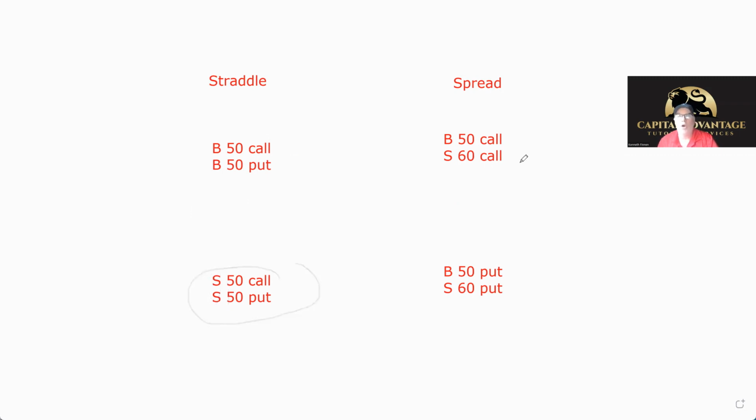Now on the spread, remember, spreads are either call spreads or put spreads, so either two calls or two puts. So again, straddles are long, two buys, or short, two sells, and spreads are call spreads, two calls, or put spreads, two puts. Hope that helps a little bit. We're going to go a little deeper now.